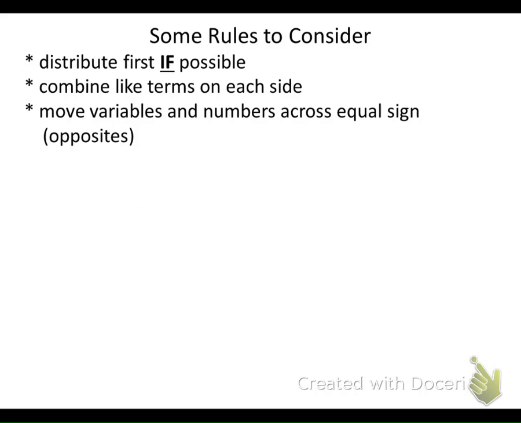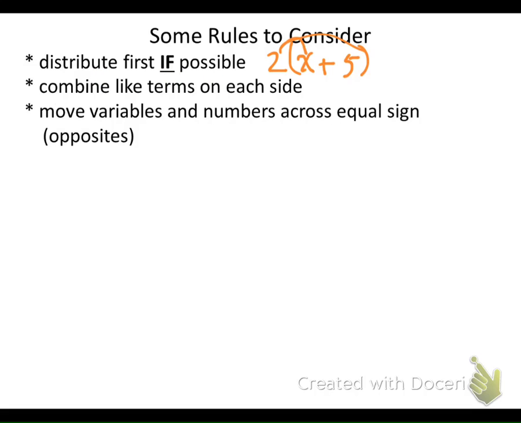So some rules to consider. You're going to have to write this down. Okay, some rules to consider. Distribute first if possible. What that means is if you see the distributive property being able to happen, in other words, if you see something like this, make sure you distribute correctly. If you cannot distribute, if there are no parentheses to look at, then don't force it. But that's why I put it first, because if you see it, you have to do it first. If not, then don't worry about it. That's why there's a big if.